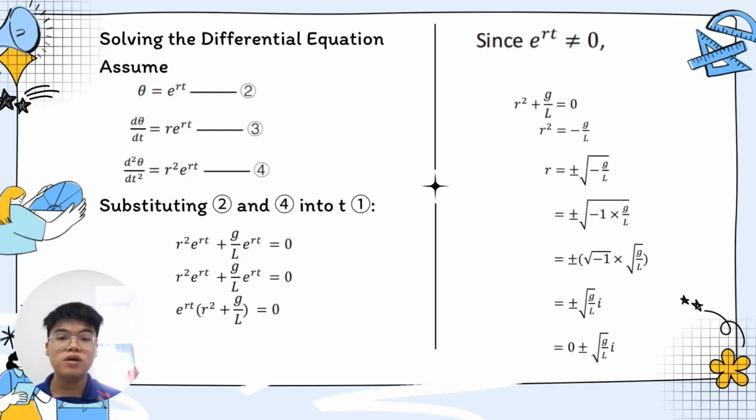To solve it, we assume a standard exponential solution form, which is theta equals e to the power of rt. Taking the first and second derivatives and substituting them back into our equation gives us a characteristic equation, which is r squared plus g over l equals 0. Solving for r, we find that the roots are purely imaginary complex numbers, which is r equals 0 plus or minus the square root of g over l times i.